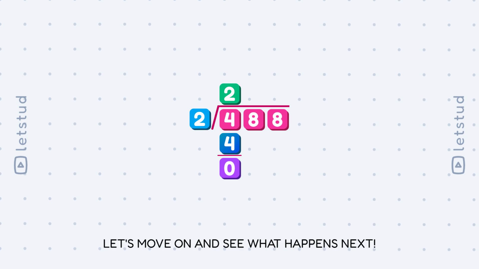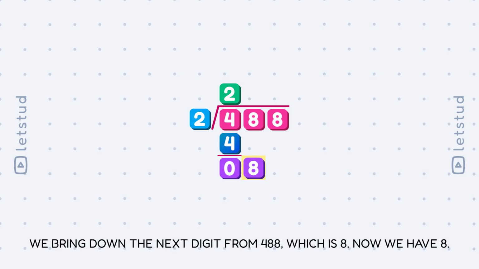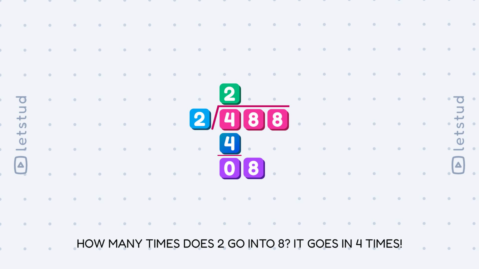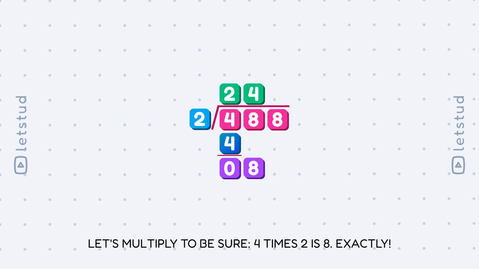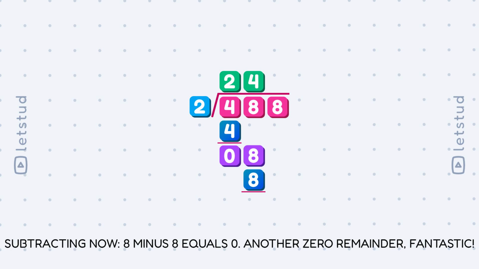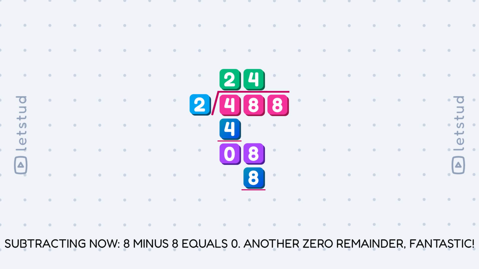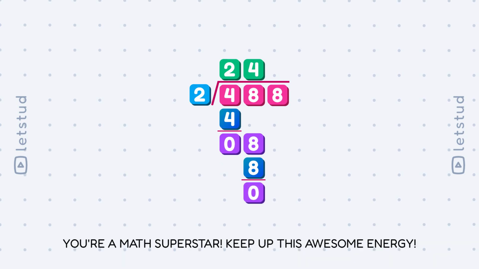Let's move on and see what happens next. Ready for the next step, let's keep going. We bring down the next digit from 488, which is 8. Now we have 8. How many times does 2 go into 8? It goes in 4 times. Let's multiply to be sure. 4 times 2 is 8, exactly. Subtracting now, 8 minus 8 equals 0. Another 0 remainder, fantastic. You're a math superstar, keep up this awesome energy.